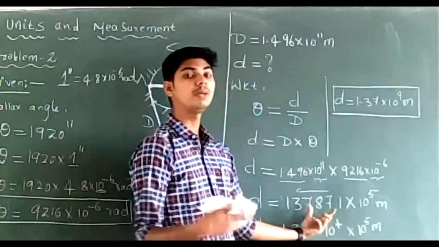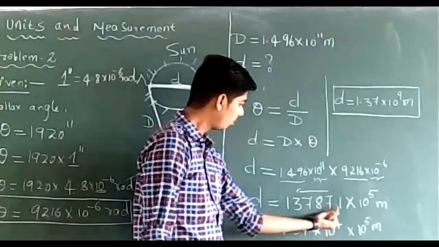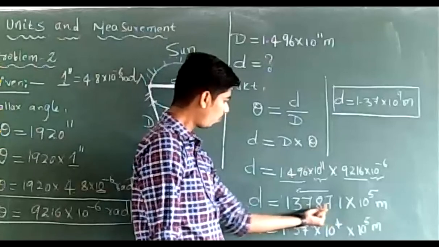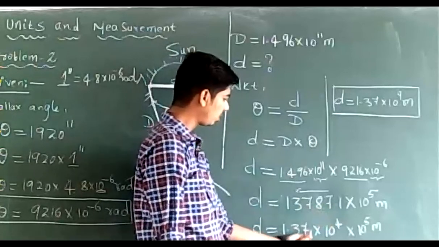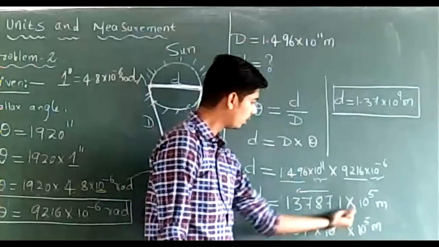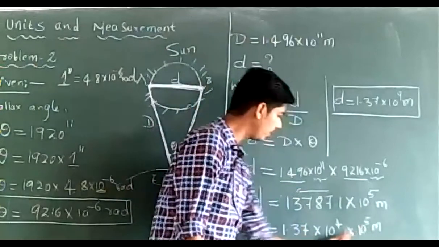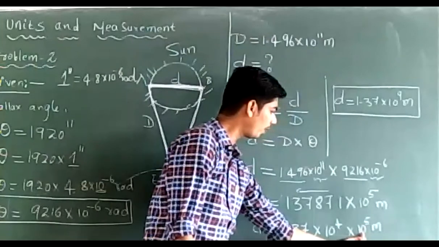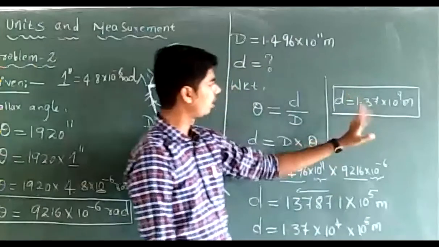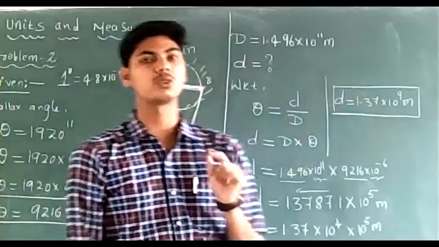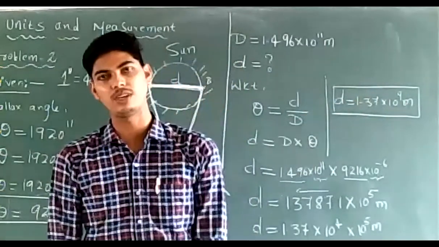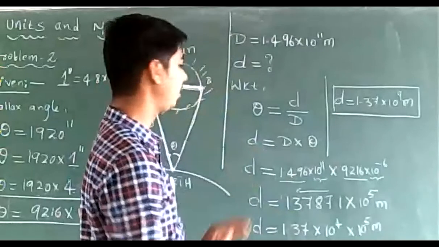13787.1 must be expressed in scientific notation. The decimal point you should take 4 digits to the left: 1, 2, 3, 4. So it is 1.37 into 10 power 4. Left shift gives positive power. Then into 10 power 5. 10 power 4 into 10 power 5: a power m into a power n is a power m plus n. It becomes 10 power 9 meters. So the diameter of the sun is 1.37 into 10 to the power of 9 meters.